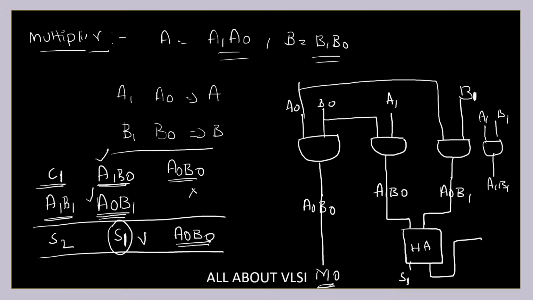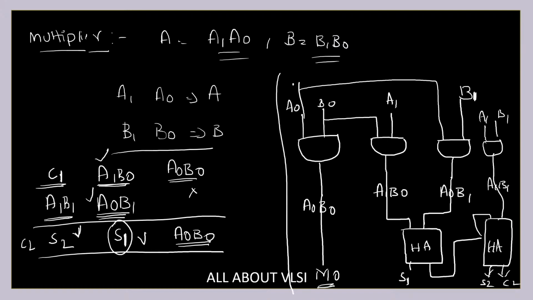So I'm going to have one more half adder like this. This half adder is going to add this carry with this particular product term so that I get another term, S2, and this is my output carry C2. So I've got S2, and whatever carry is generated will be given over here. This is how I'm going to implement a multiplier using logic gates.